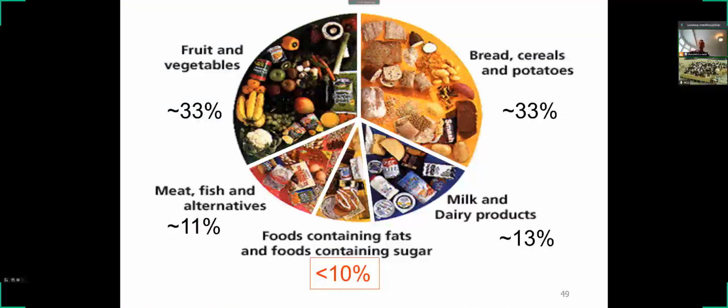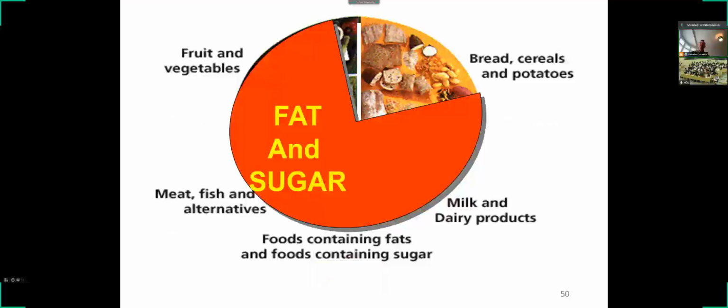So we need a balanced diet where we're looking at 30% fruits and vegetables, much less meat and fish alternatives. We need some smaller percentage of dairy, and then 30% of bread, cereals, and potatoes. And we need less than 10% containing sugar, which is the hardest part in today's diet, especially in urban settings.